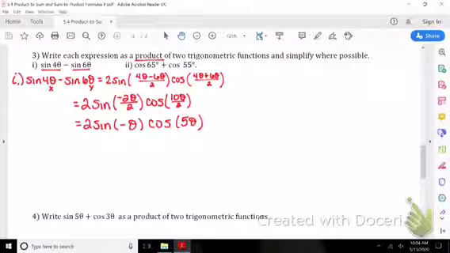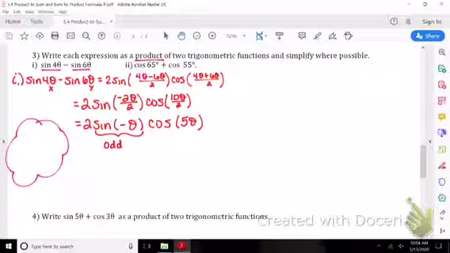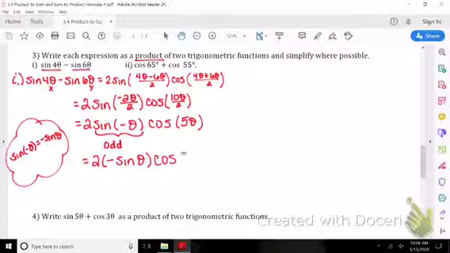Now, we typically don't like negative angles too much, do we? No. So, what do we know about sine as far as even and odd functions? That it's odd. Good. And so remember, if it's an odd function, I'm going to do a little think bubble over here. That means that sine of negative theta would be equal to negative sine of theta, right? So that means that this sine of negative theta I can rewrite as negative sine of positive theta times cosine of 5 theta.